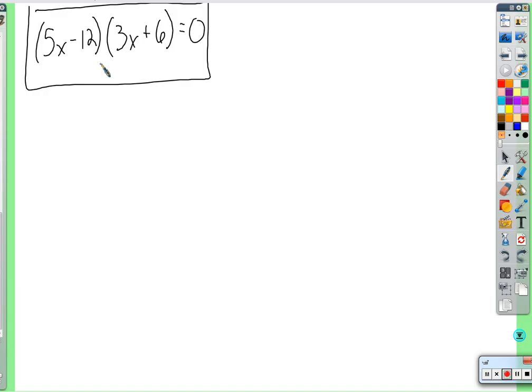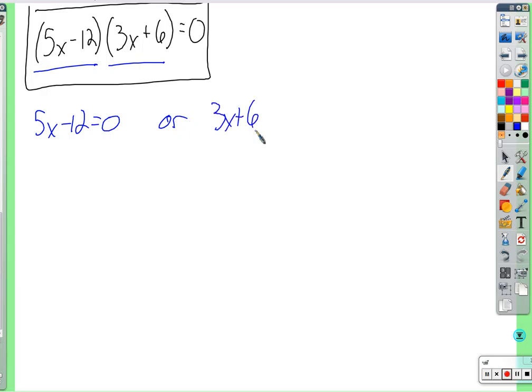Okay, so how many things are being multiplied together here? Two. Parentheses and another set of parentheses, two things. If I plug in a number for x, this will be some number, and this will be some other number, and I'll multiply two numbers together. So if you multiply two numbers together and get zero, then what do you know for sure? One of them is zero. Right? One of the two.